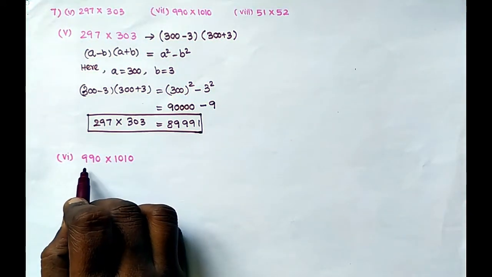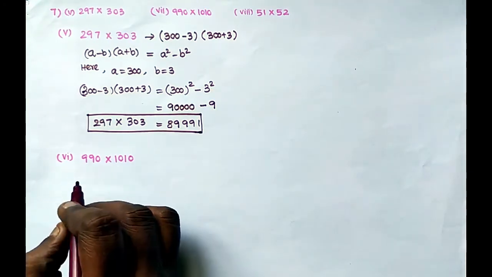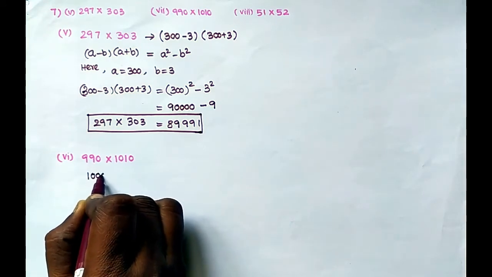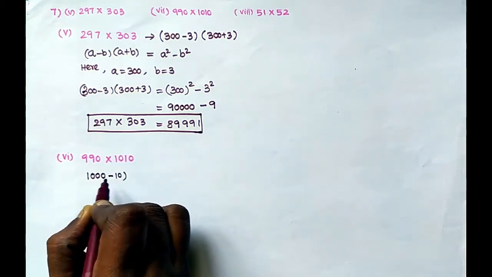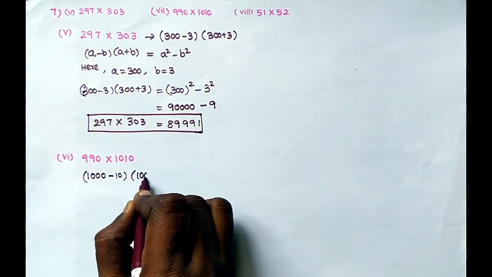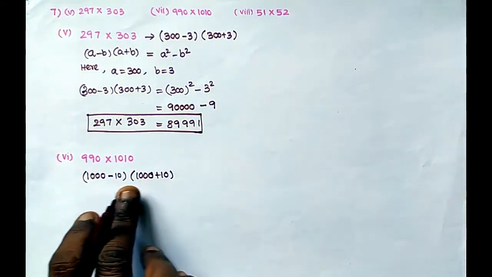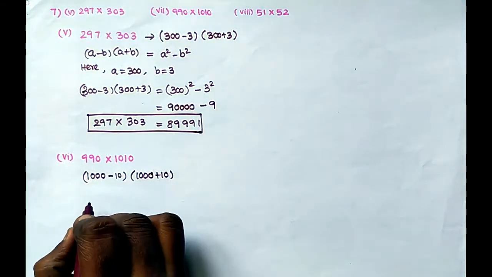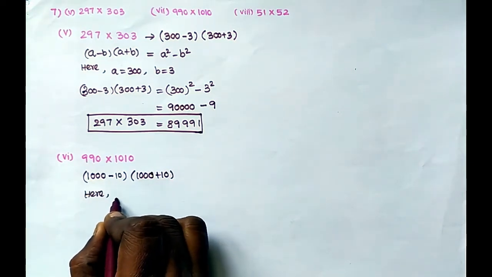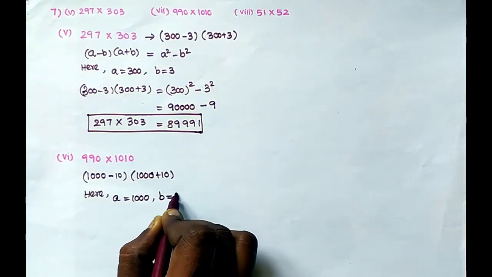Next one, 990 into 1010. How will you write that? 990, that is 1000 minus 10, into 1010, that is 1000 plus 10. It is in the format (a plus b) into (a minus b), right? So here a equals 1000, b equals 10.